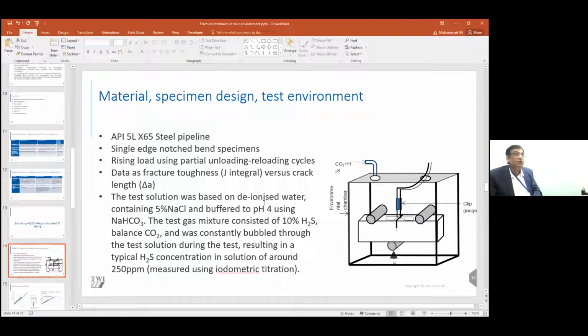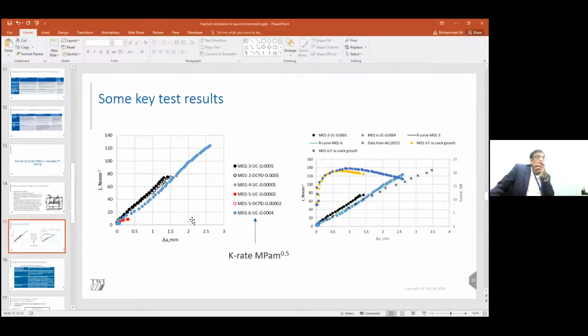The test solution we used was moderately sour with a pH of 4 and H2S concentration of 10% balance CO2. We agreed on this environment after discussing with some of the oil and gas companies. Some of the key results. Now, we produced various results.